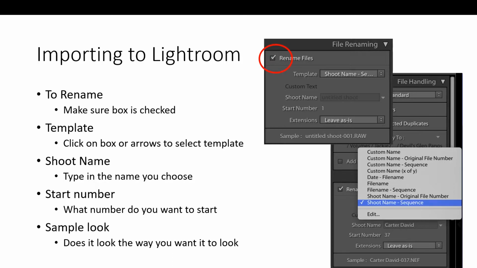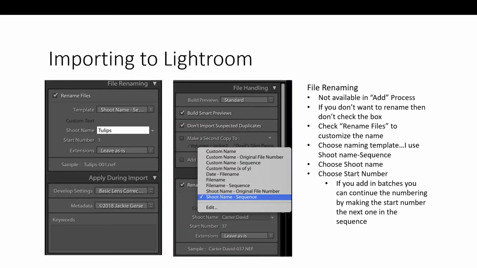I can fill in these blanks, and then it will come out the way I want it to look. And let's go through it real quick. So this is what it looks like. I've checked the box. The template, I've picked the different kind of naming I want. If you click on this, you will get this drop down, and it gives you some options, or you can make your own by doing edit. I very simply do shoot name and sequence.